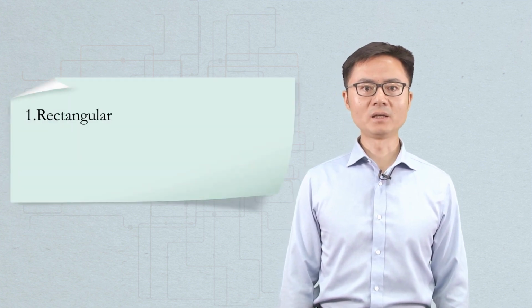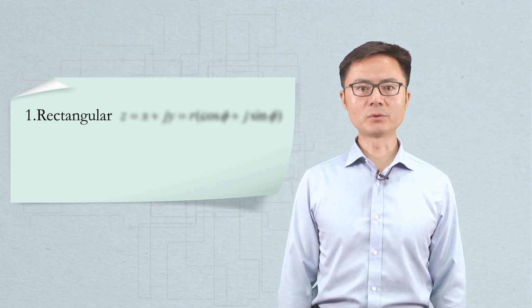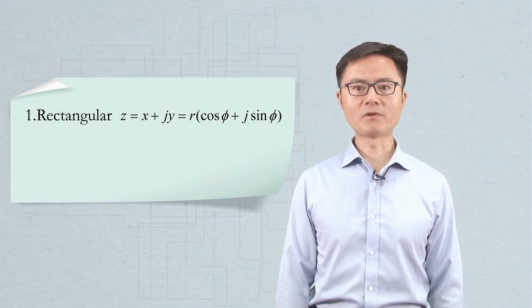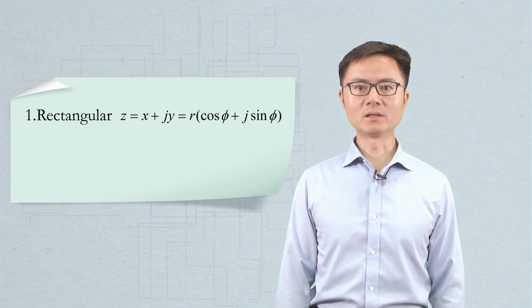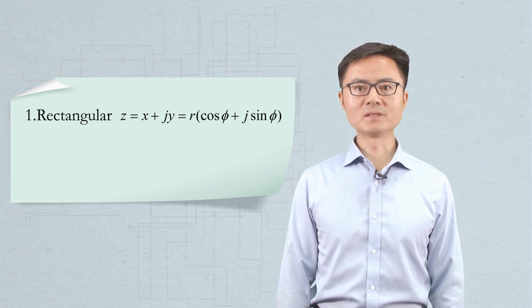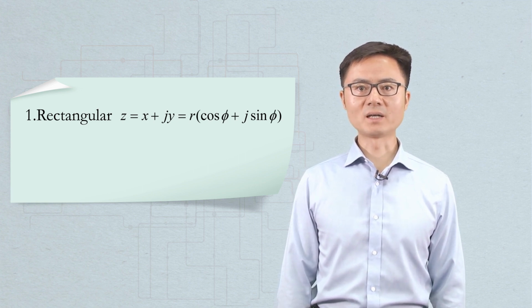The first form is rectangular. Z equals x plus jy equals r multiplied by cosine phi plus j sine phi, where j is the imaginary unit. And you can find this complex number or this phasor in the graph. And you can find the real axis and the imaginary axis. x means the value of the real part, and y means the value of the imaginary part.